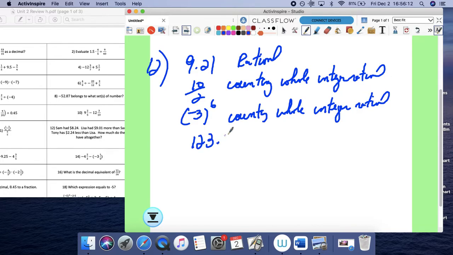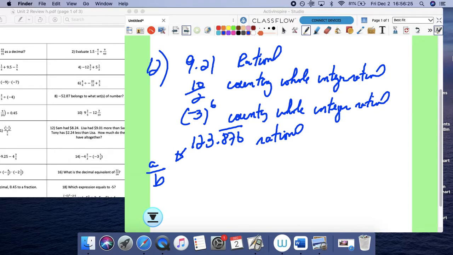123 point repeating 876, right? It's just rational. Because you and I know how to change this into a over b, where a and b are integers, right? So, yeah, that's it.